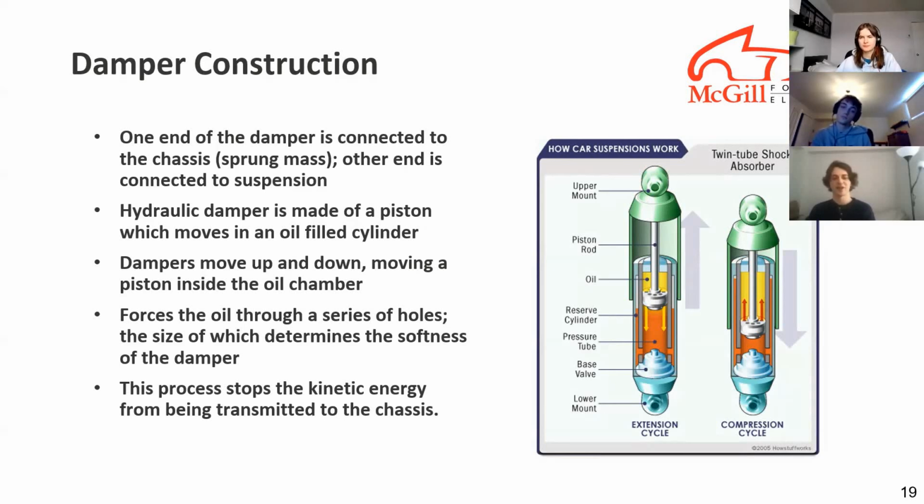And what happens is that when relative motion takes place between the sprung and unsprung mass, the dampers move up and down, which moves the piston in the oil-filled cylinder. And the piston forces the oil through a series of holes. They're a bit hard to see, but there's holes in the damper. And by forcing the oil through these holes, the kinetic energy is being turned into thermal energy. And this whole process stops the kinetic energy from being transmitted onto the chassis.